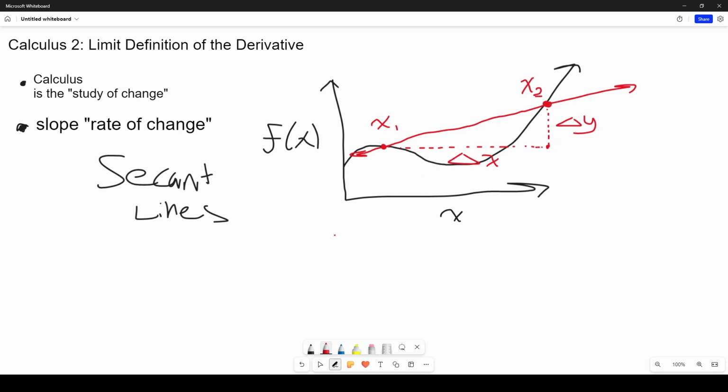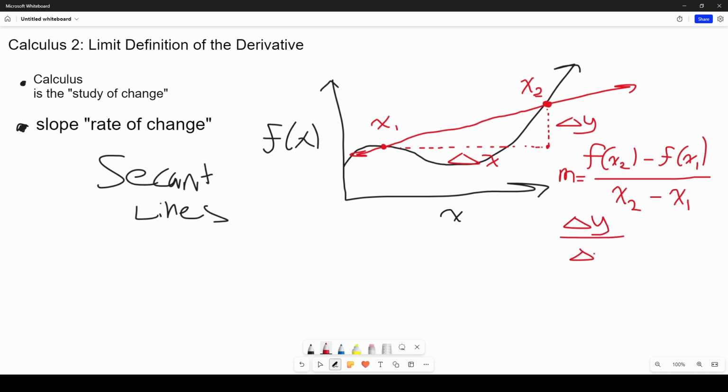well, to calculate the slope is pretty easy. Let's say if the slope is called m, then this is just going to be f of x2 minus f of x1 over x2 minus x1. This is the exact same as writing delta y over delta x, because the change in y values is f of x2 minus f of x1, and naturally the change in x values is x2 minus x1. So hopefully that's pretty straightforward, calculating a secant line.